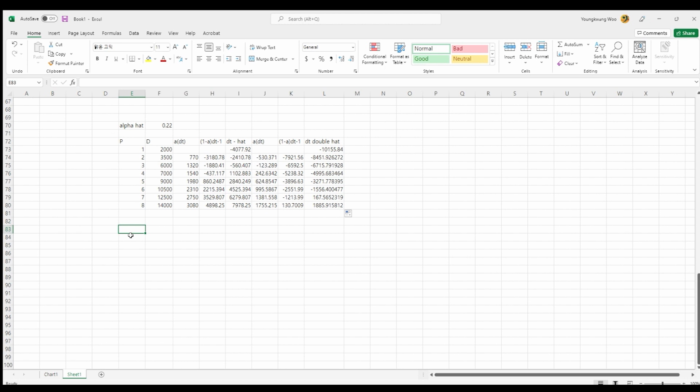So let's go back to the note. How we calculate demand on period 9 will be alpha hat over 1 minus alpha hat times dt double hat T.